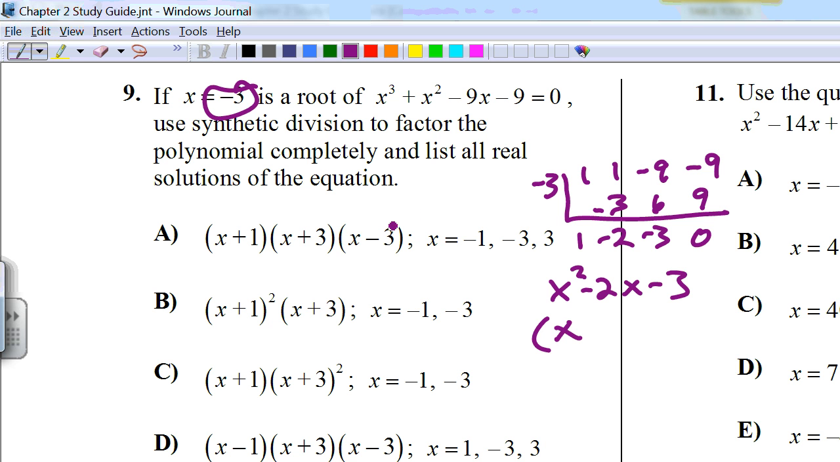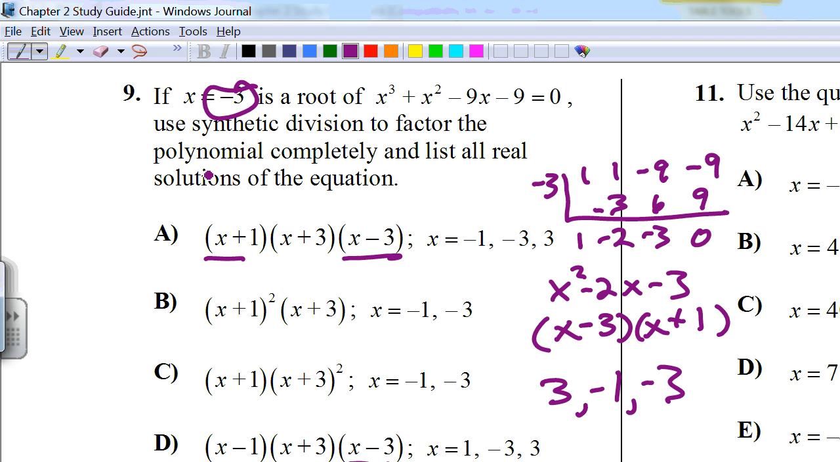This I can factor. Factors of 3 that subtract to 2 are 3 and 1. The larger is negative. So this means I have 3, negative 1, and negative 3. Okay, factored is going to be x. The positive 3 gives me x minus 3. The negative 1 gives me x plus 1. That didn't work. x minus 3, x plus 1.